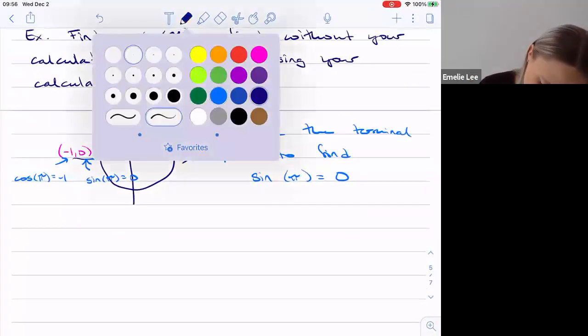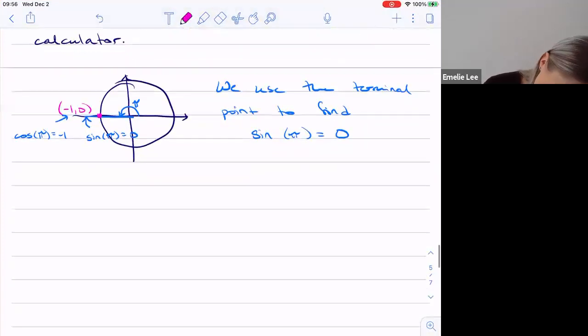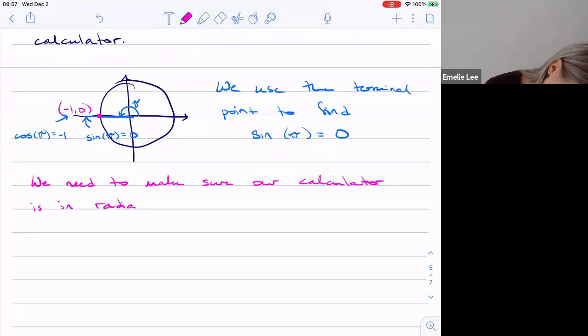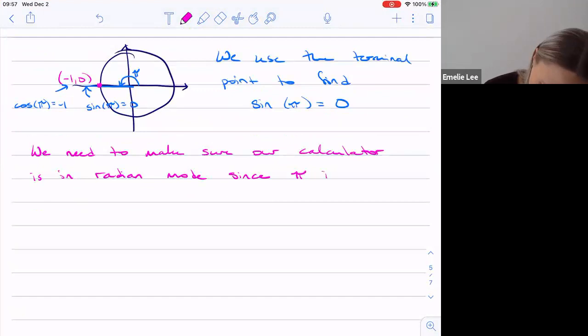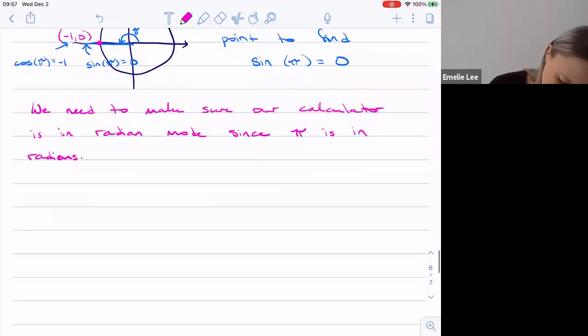So we need to make sure our calculator is in radian mode, since pi is in radians, right? It doesn't have that degree symbol.